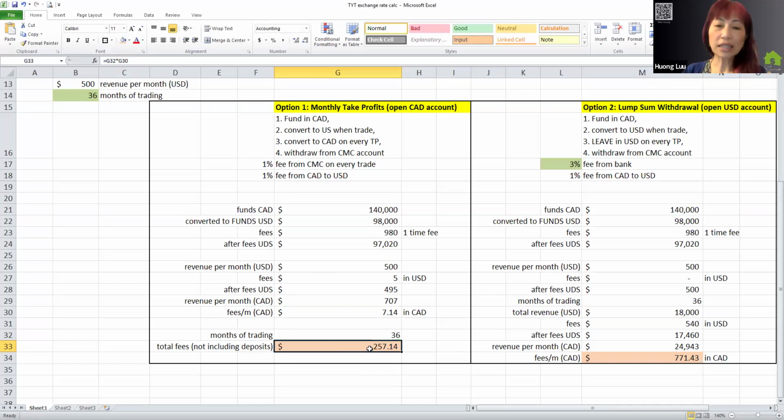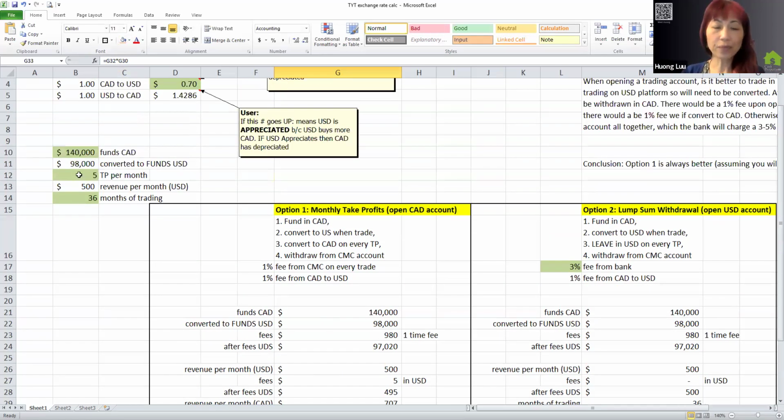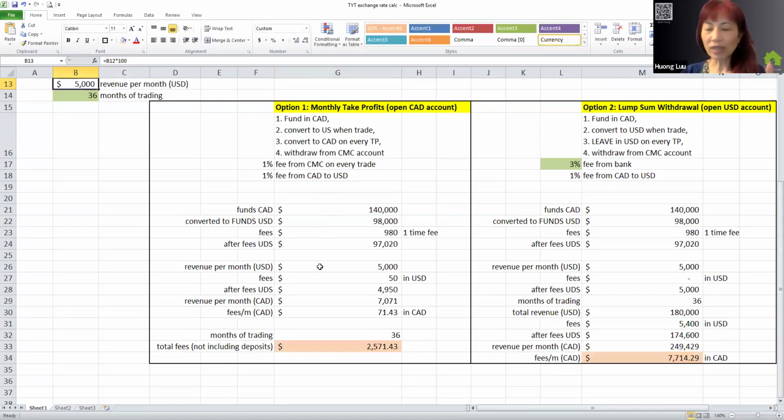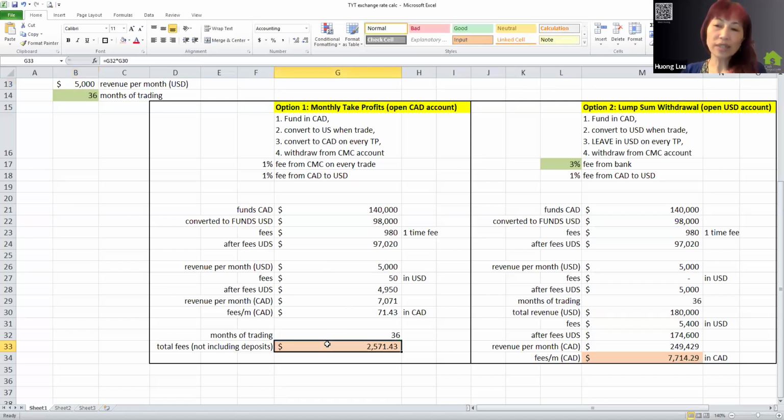So now let's just say that we run this and we have 50 take profits. Everything automatically changes because there are built-in formulas. Now we're just dealing with a factor of 10, from 5 to 50, so a factor of 10. So the fees go up proportionally. If I was to do option one, where I take out the funds and do the conversion every single time with the take profits, I would be paying 2,500, compared to the end where I'm paying a 3% fee.